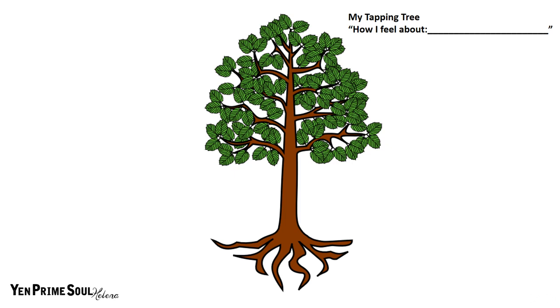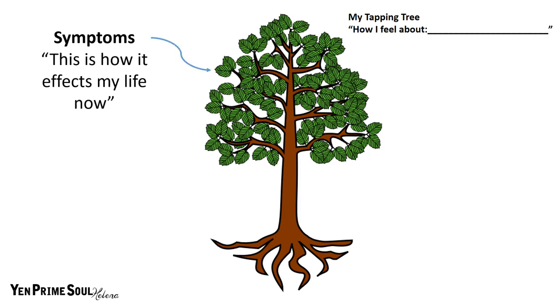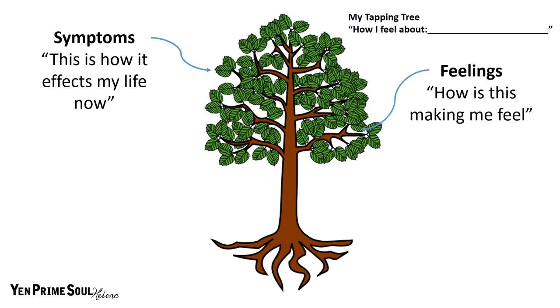The leaves represent our symptoms and possible side effects and basically how it is affecting our lives right now. It can be difficulty losing weight, constant back pain, insomnia, and sugar cravings. It is what we initially see and mostly complain and talk about when we are expressing our issues, kind of like when you're going to the doctor. The branches represent our feelings: sadness, worrying, anxiety, depression, and so on. These are usually things that can be easily identified when you ask yourself, how is this making me feel?